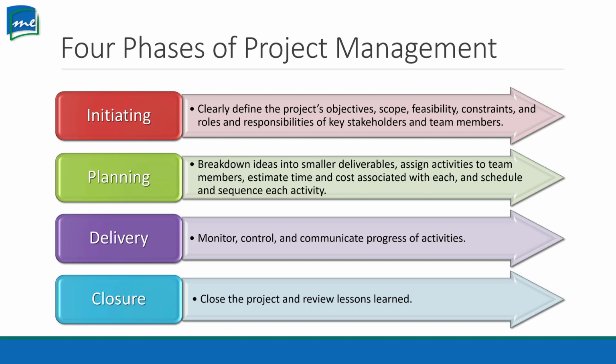And by that, we can estimate the time and cost associated with each little section. And we can assign these tasks to each member. And we can schedule them and sequence these activities so we can get the project done in a reasonable amount of time. Delivery. We need to monitor, control, and communicate progress of our activities. Our stakeholders, the people who have an interest or are impacted by this project, want to know what's going on. So we need to communicate.